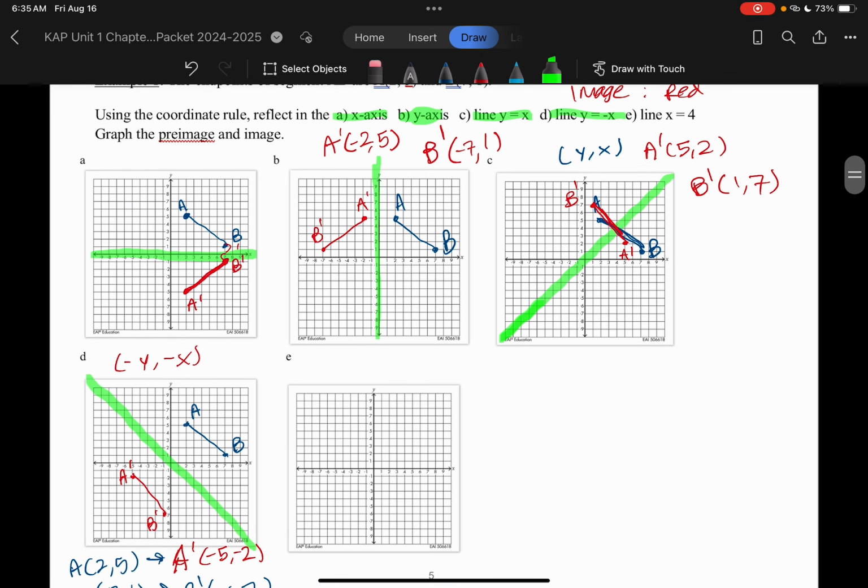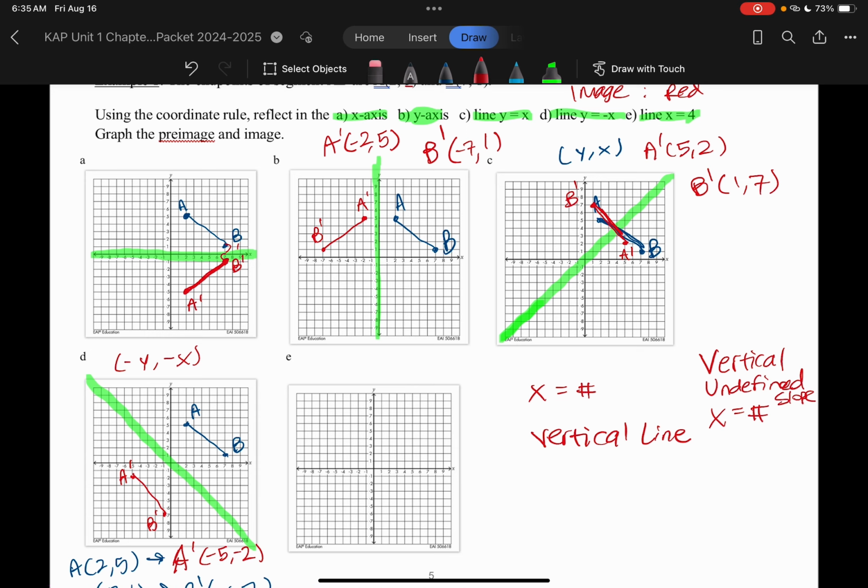And then we have our last one here, reflecting over the line x equals 4. Anytime you have x equals a number, please understand this is going to be a vertical line. Something that I used when I taught algebra in the past was the acronym VUX. You have a vertical line whenever the equation is x equals a number and your slope is undefined. So if I look at the equation x equals 4, you're going to go to 4 on the x-axis, and that tells you that you're going to have a vertical line there. So we'll draw a vertical line here, and we're asked to reflect line segment AB over that line.